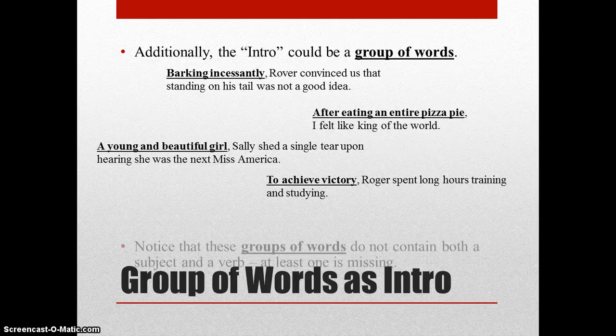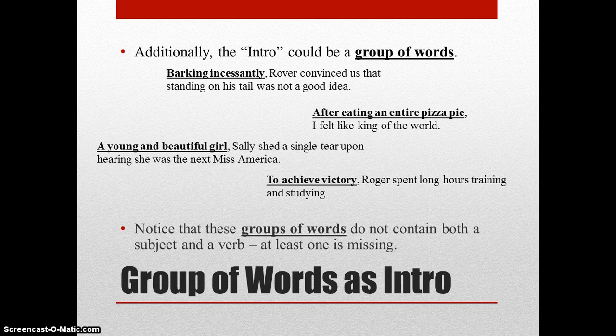Something to notice about groups of words. They are not simple sentences. They are missing something. Barking incessantly. That can't stand on its own.